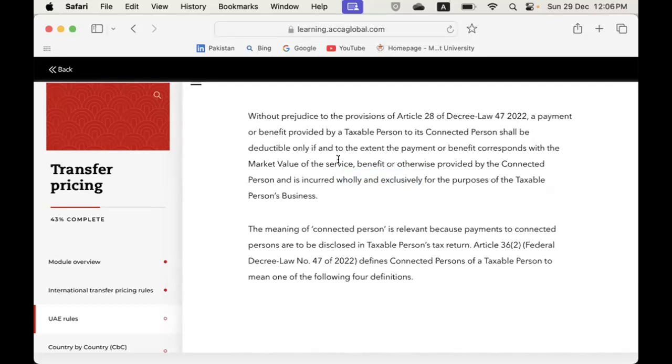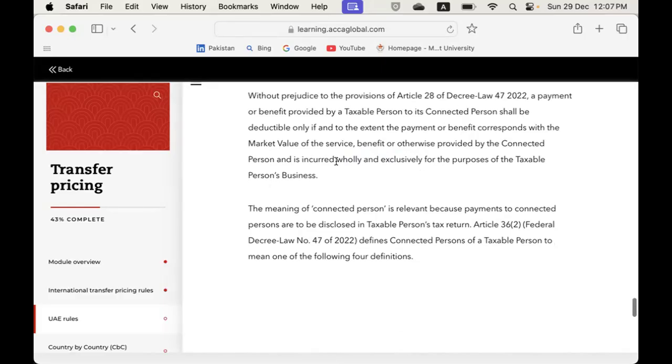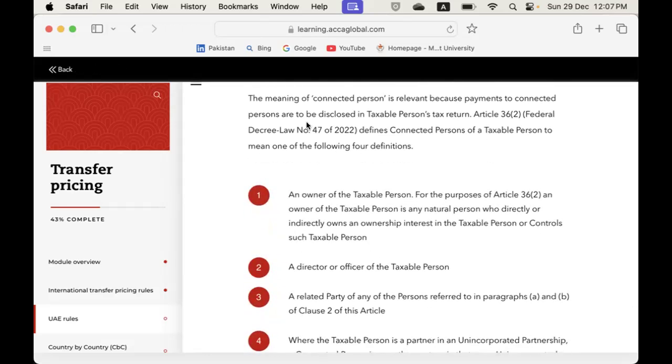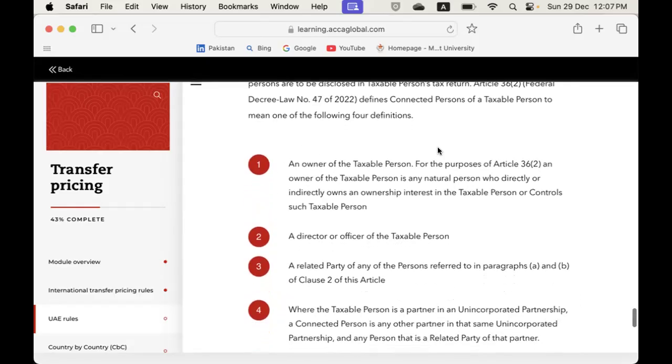But what was more relevant here in this article was that the payment that we make to a connected person must correspond to the market value of the service. If the same market value of the service or benefit we can get in a much lesser amount from a third party independent person, then it will create a major question on the payment that we made, that it is not in compliance with the transfer pricing law, and the company making the payment may need to make a reduction in the expense amount, so increasing the profit. Now let us look at Article 36 clause 2. The meaning of connected person is relevant because payments to connected persons are to be disclosed in the return.